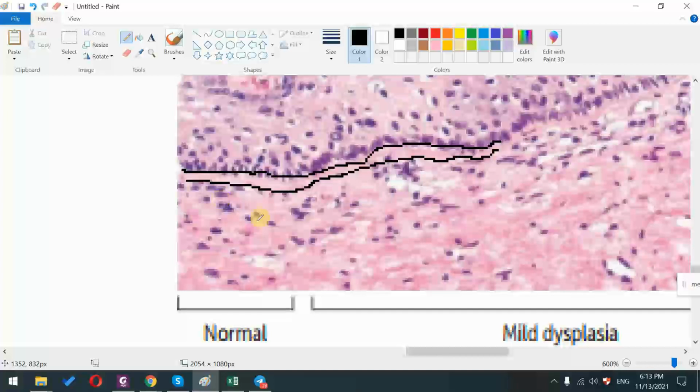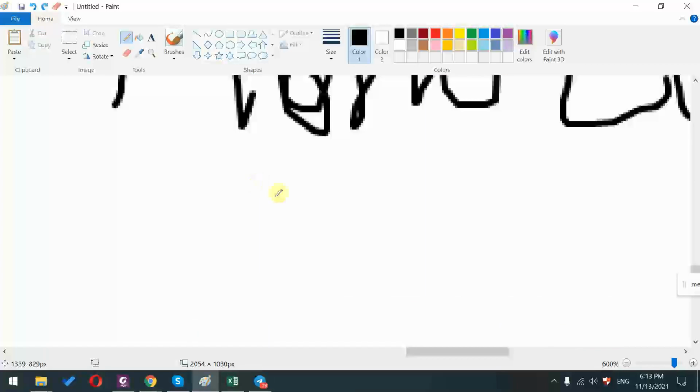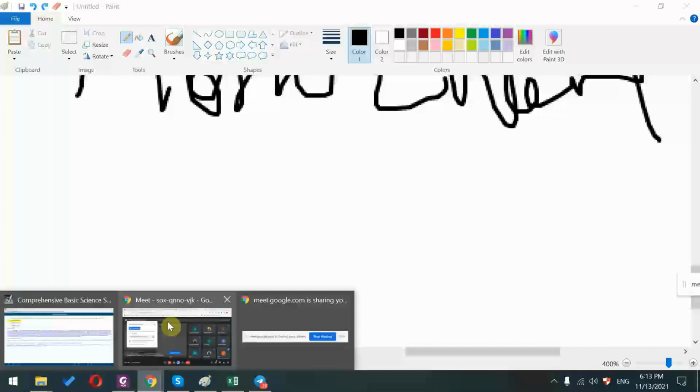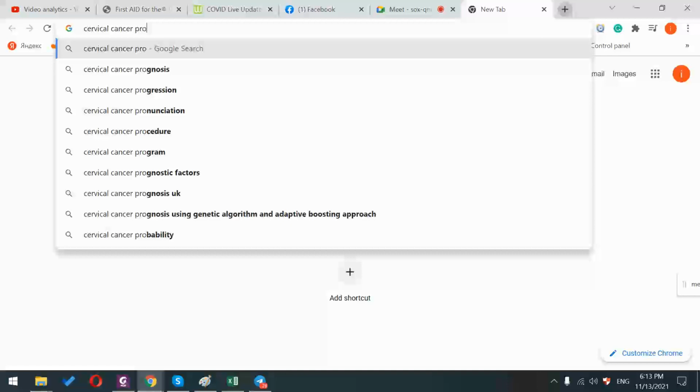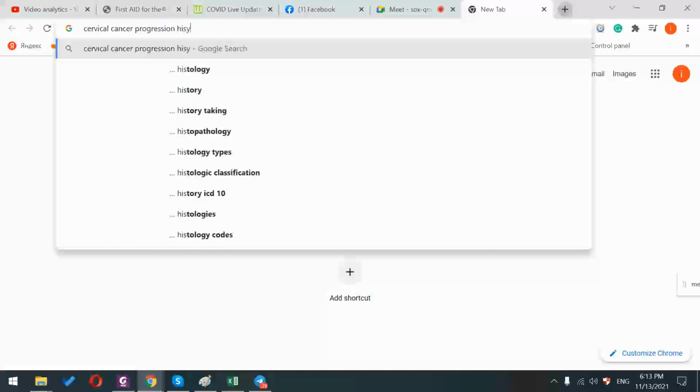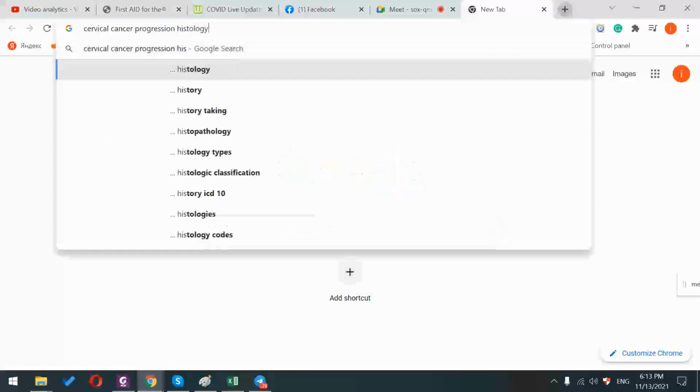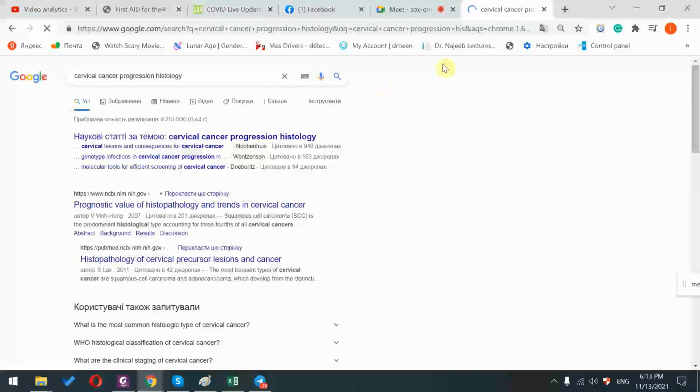On it, there is formation of some cells. Until here, the cells are normal. But the more they progress, the more they become altered in shape, I mean. So let's just search cervical cancer progression histology. Just want to find a better quality picture for you guys.